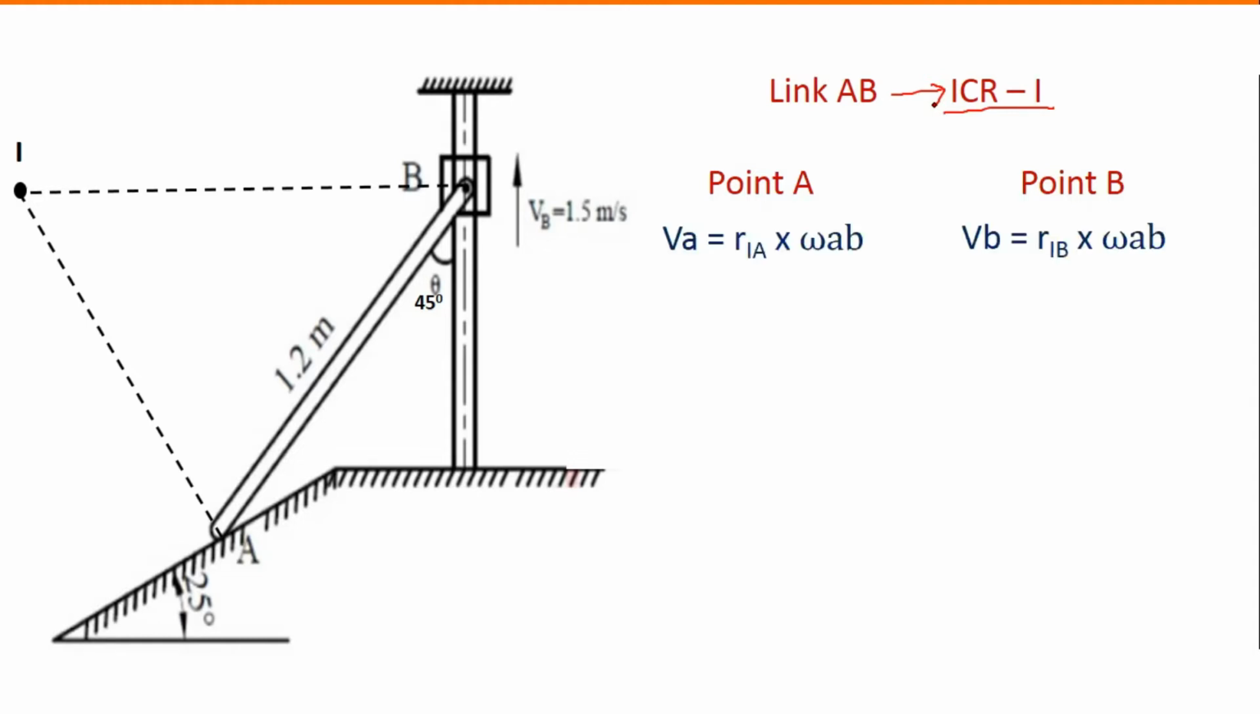I will write VA equals RIA times omega. Why RIA? Because I need the distance from the ICR to that particular point. Omega will be omega AB because there is only one link AB. Similarly for VB, I have written VB equals RIB, the distance from I to that particular point, that is IB, multiplied by omega AB. Now what is the requirement? The requirements are the distances, that is RIB and RIA.